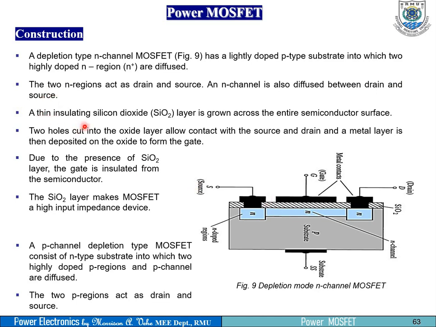All right, a thin insulating silicon dioxide layer, that's SiO2 for silicon dioxide, is grown across the entire semiconductor surface. So you can see this is the oxide layer, also over here. Two holes cut into the oxide layer allow contact with the source and the drain, and a metal layer is then deposited on the oxide layer to form the gate. So you can see the gate here. We're just describing the construction of it. You have a metal layer deposited on the oxide layer, and then we have the gate terminal here.